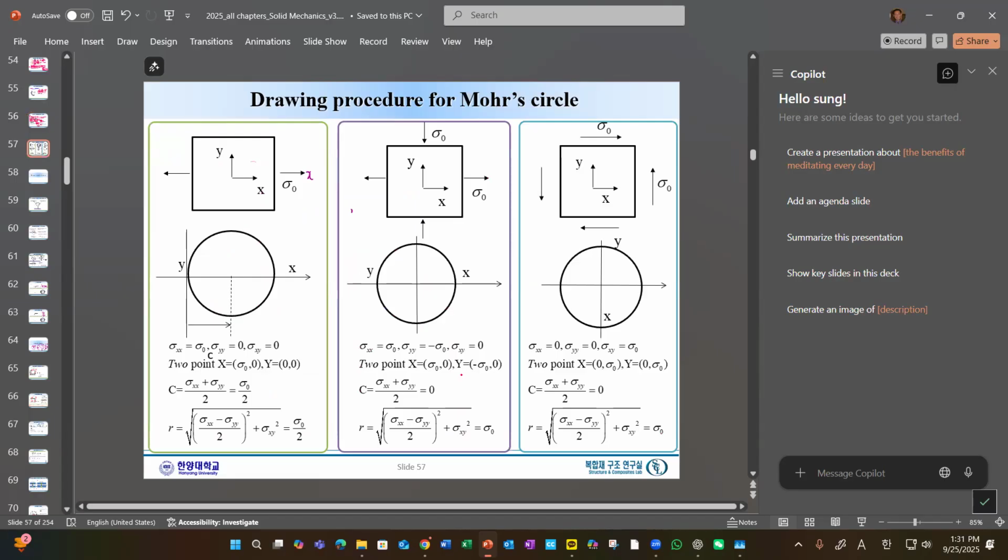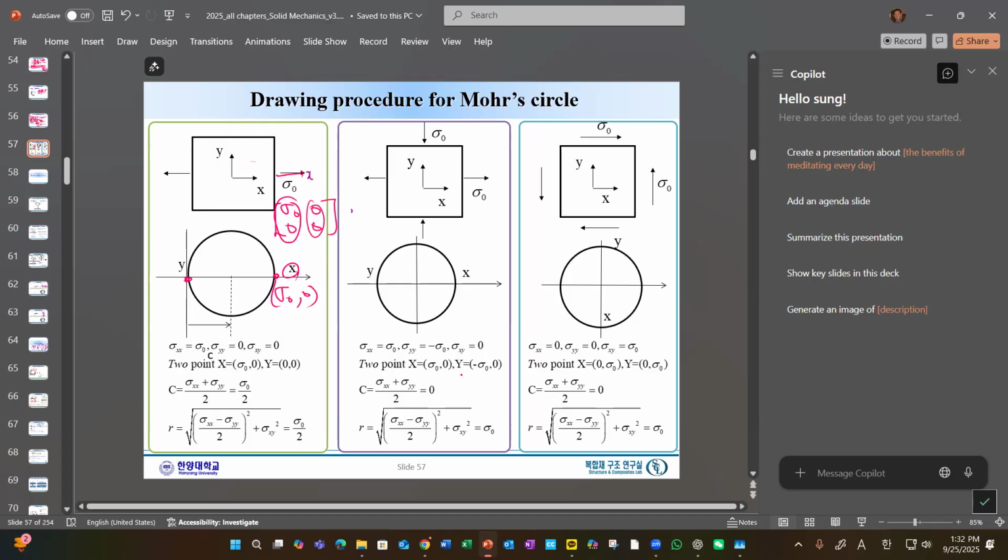So let's try to draw a case. This is a simple sigma 0 and nothing else. I recommend you always draw this. So sigma 0, and there is a 0, and then y also 0. So sigma 0 and 0 is a coordinate that will be here. This is sigma 0, and the shear will be 0. So that is the x, and 0 will be this point. So it's clear that we have x and y.